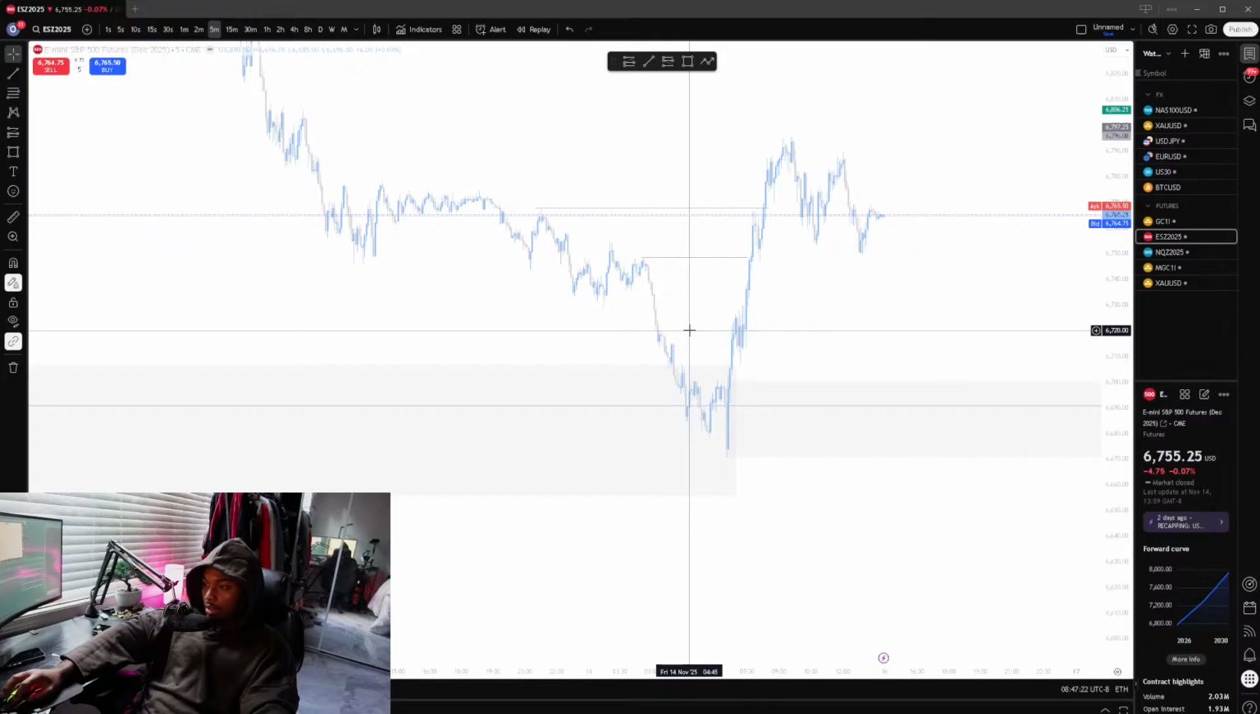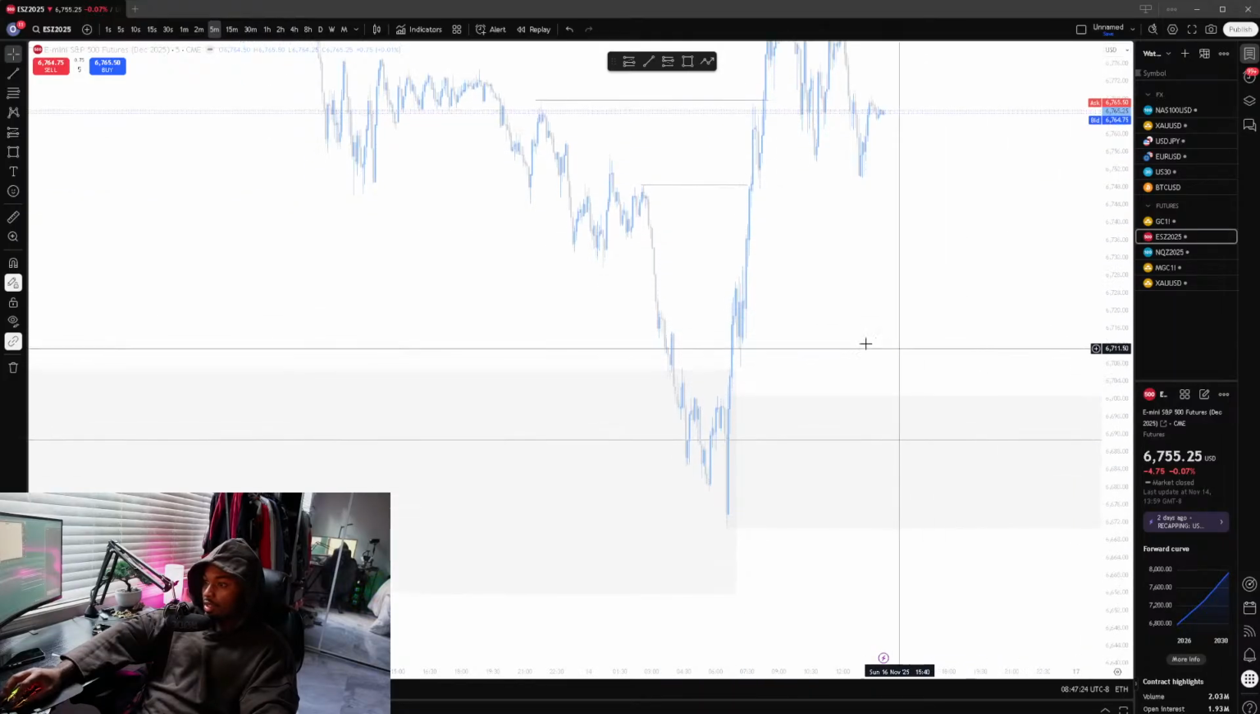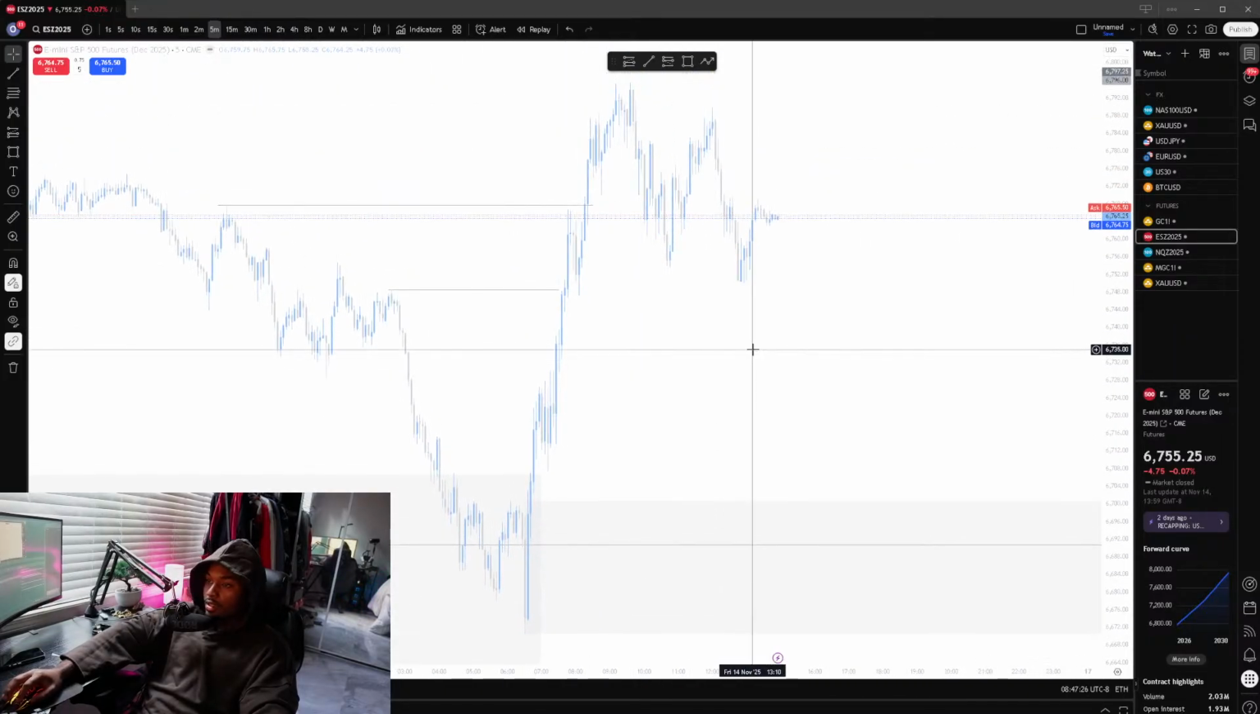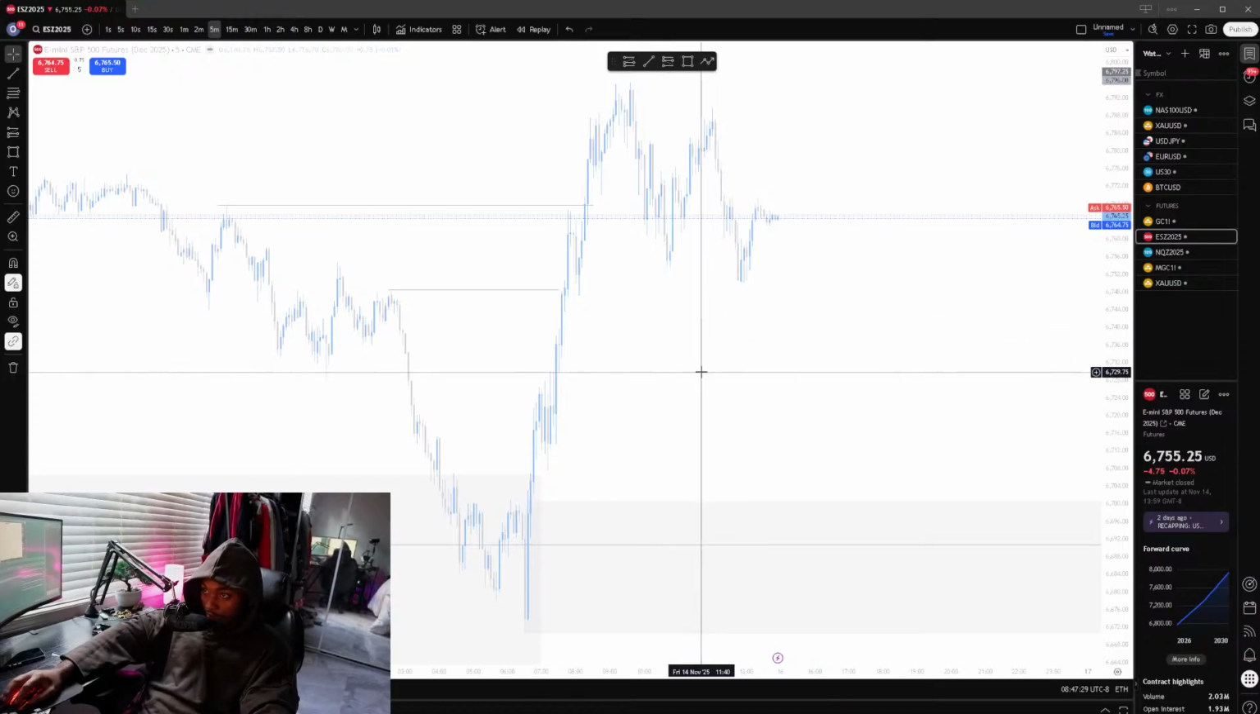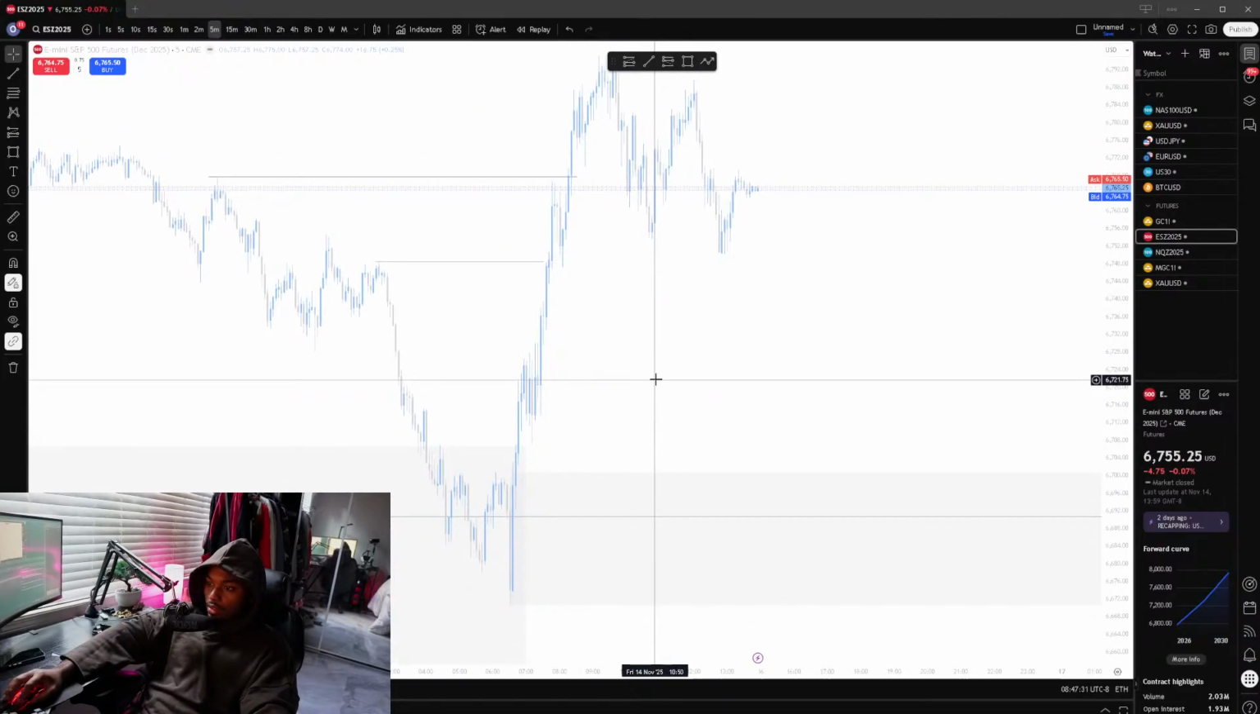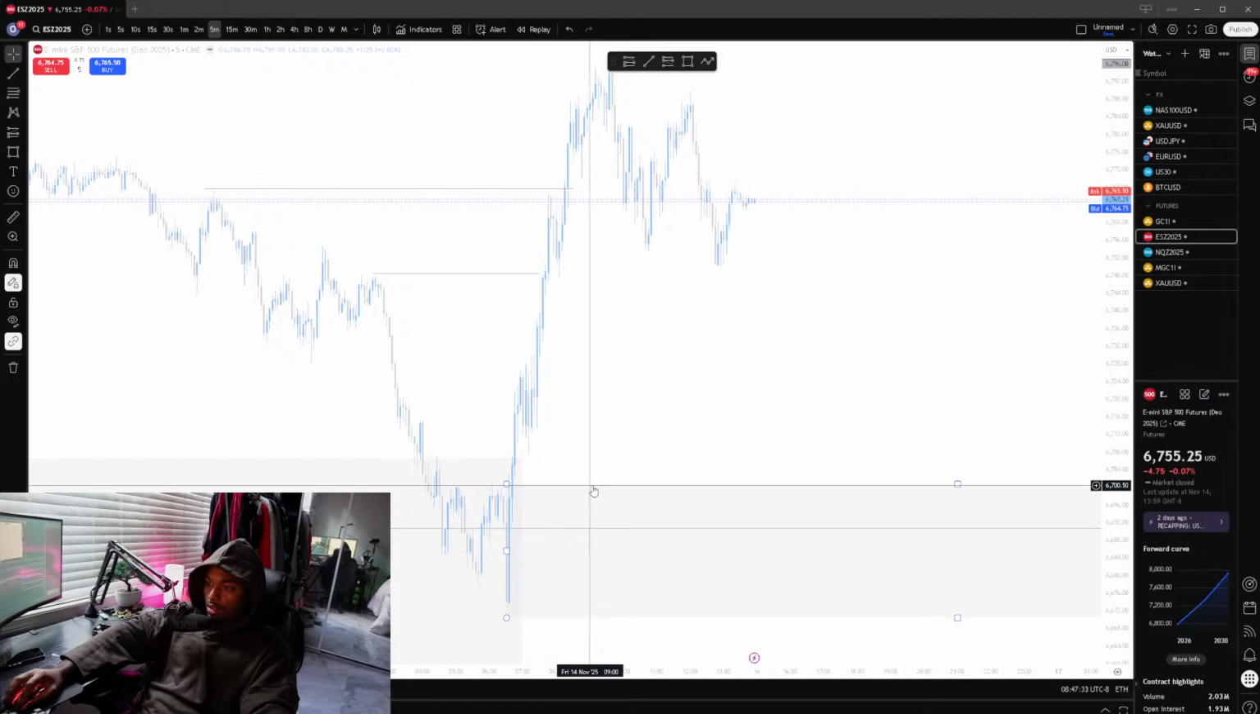Only one break. Now the 5-minute is where it gets fun, just because we have multiple breaks in the direction that we're looking for. All right. So this is our 30-minute zone.